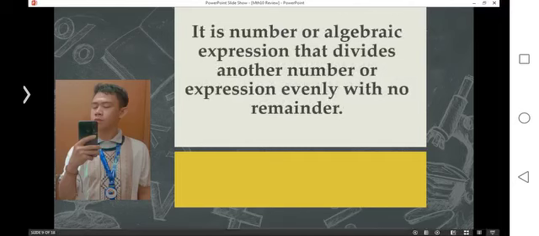For the vocabulary: it is a number or algebraic expression that divides another number or expression evenly with no remainder. So we're looking for a number or algebraic expression that we divide into another number or expression evenly without getting any remainder, and the answer is a factor.